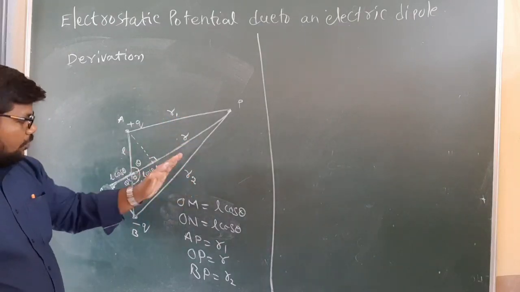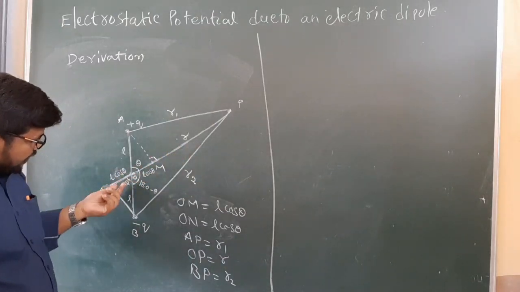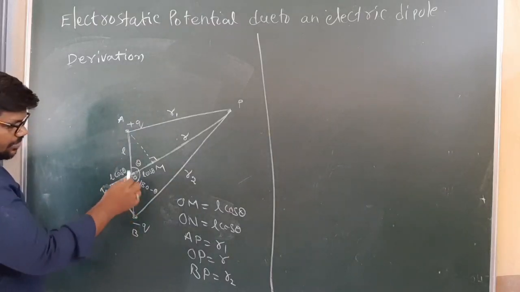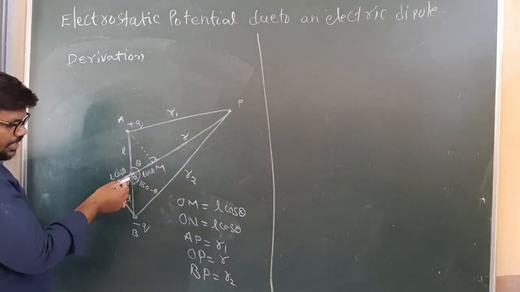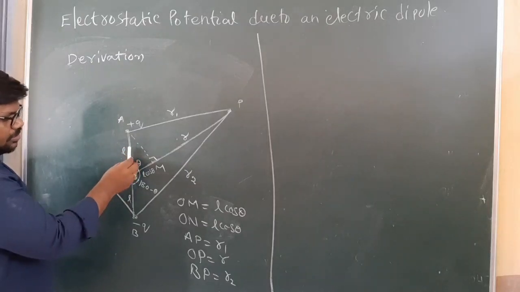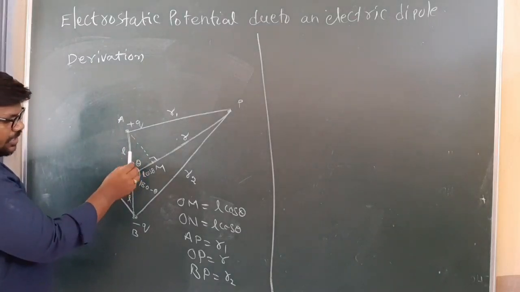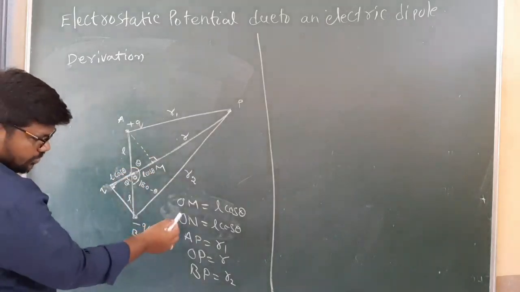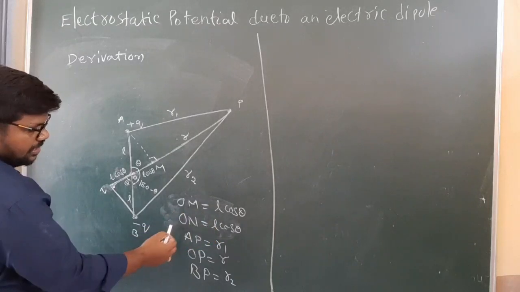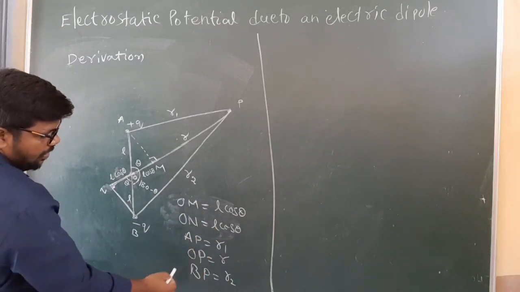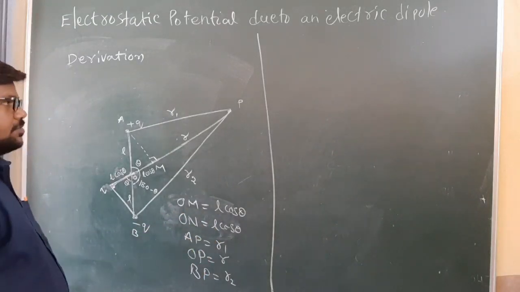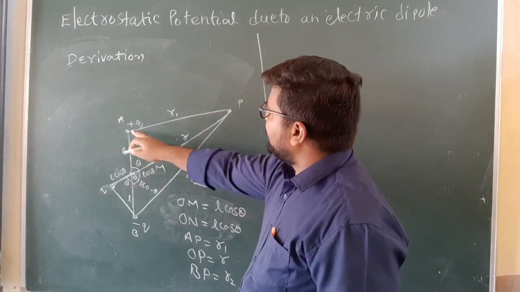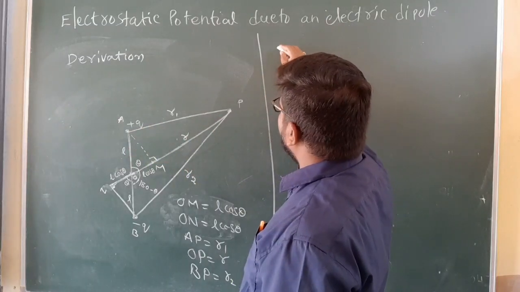For r2 we can extend r. That extended length we can say is l cos theta, because here l plus l, the component of l along the adjacent side is l cos theta. So you can go through it: OM is l cos theta, ON is l cos theta, AP is r1, OP is r, BP is r2. Okay, see here, the electrostatic potential due to A at P. Okay, it's clear.